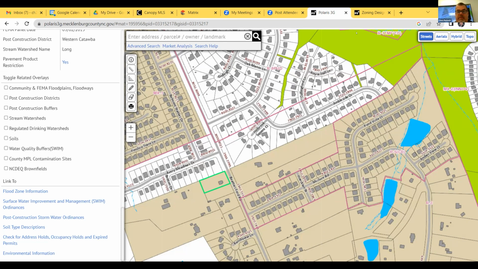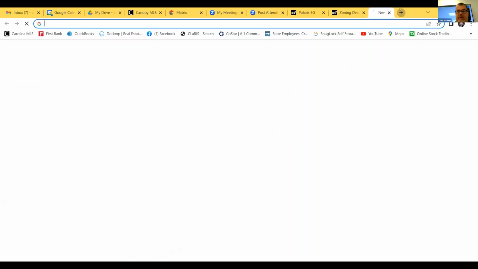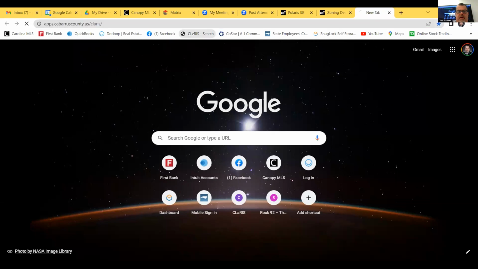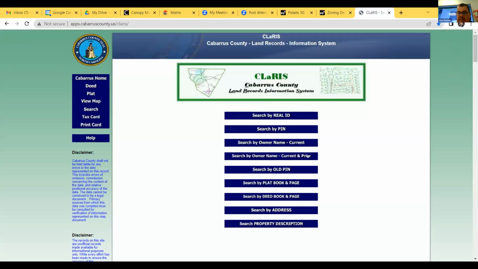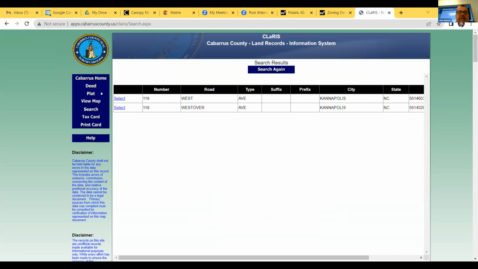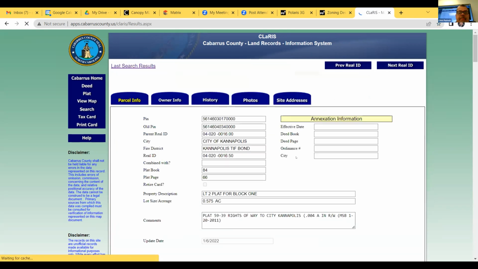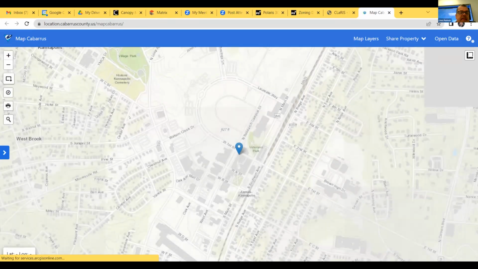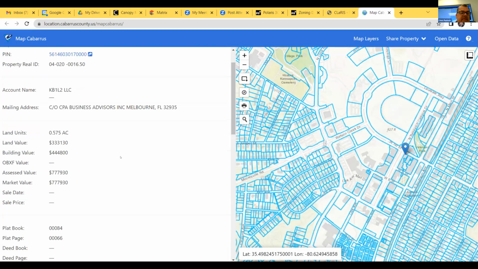I will show you Cabarrus County real quick. This is Claris, Cabarrus County Land Records Information System. Same thing. Search by an address. It's going to give you all kinds of information. So this is our building at 119. I'm going to view the map for it, and then it's going to give me a ton of information on the left.